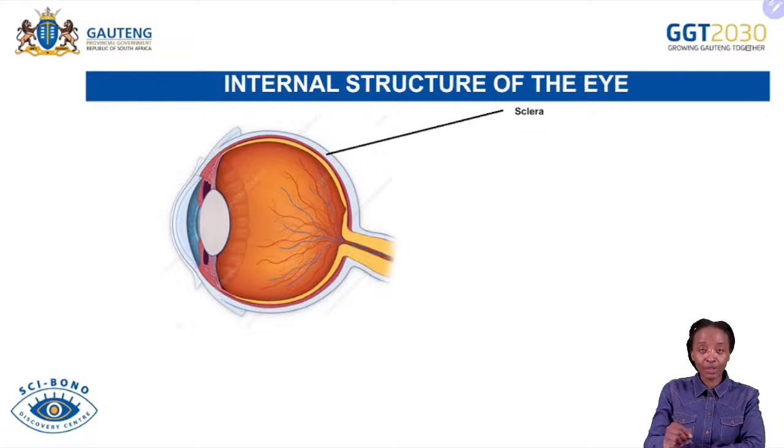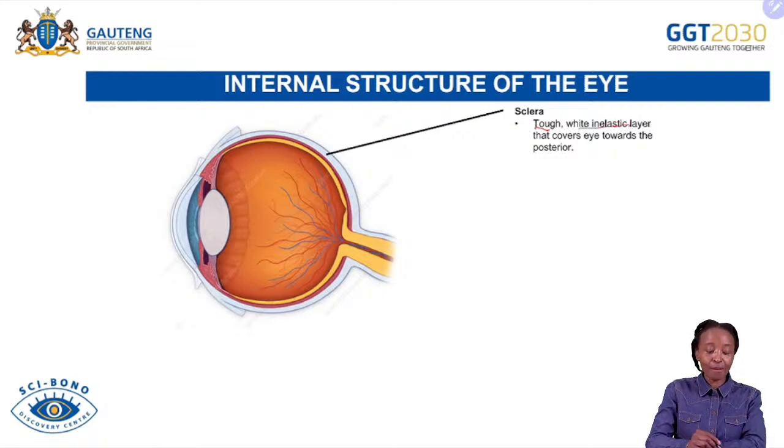This is the outer layer and it's white in color. Its function is to keep the eye in this shape. We call it the eyeball, remember? So this ball-shaped structure needs to be maintained. What maintains this shape is this tough inelastic layer, sorry, that covers the eye on the outside at the back of it.